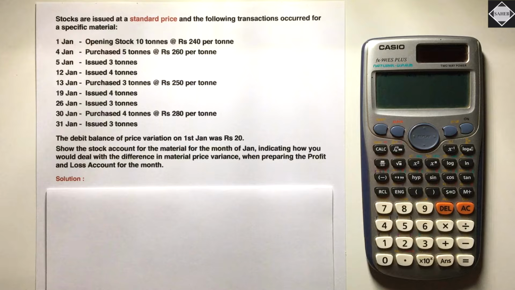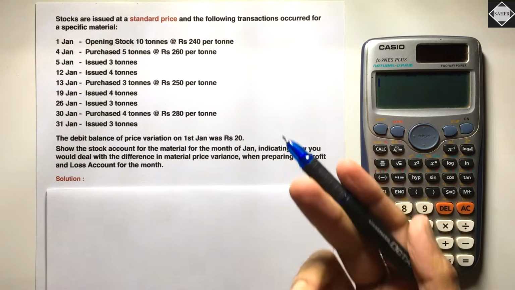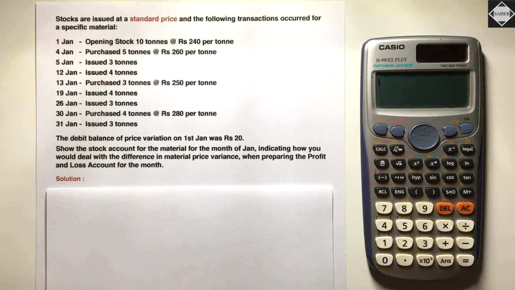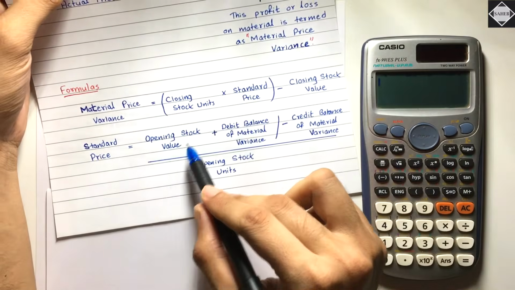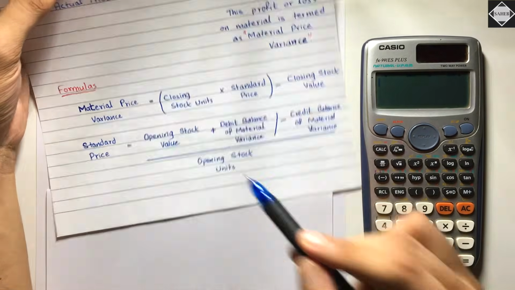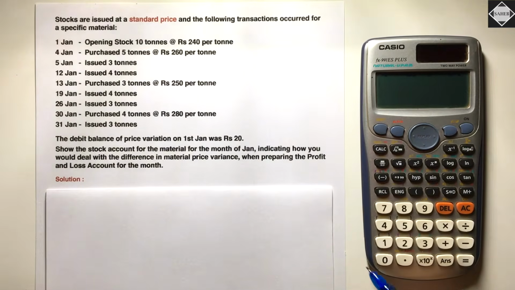Now let's begin. So how do you begin the question of standard price method? Let me tell you, it's very simple. First you need to calculate standard price. Okay, so we have the formula for standard price. Let's just see. Opening stock value, right? First we need opening stock value. So just check whether we have opening stock value.